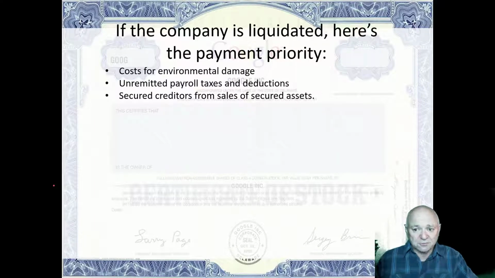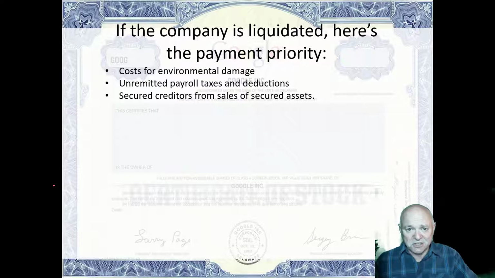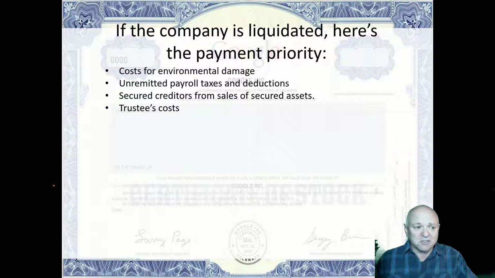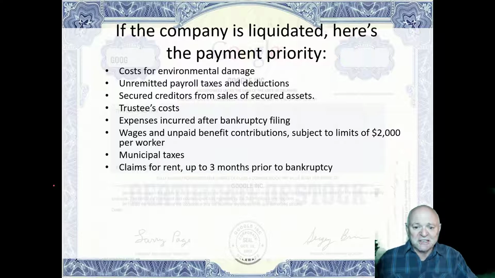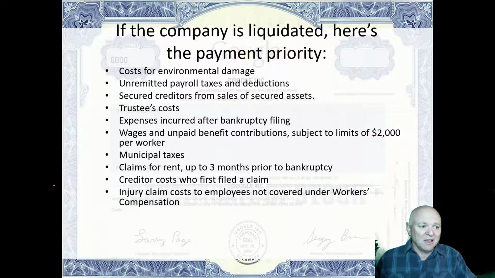Secured creditors will be paid, but only from the sale of secured assets. So if there are things with chattel mortgages, specific claims against a certain asset, those would be paid out next. The trustee has to be paid, so they would be paid their costs, any expenses that are incurred after the bankruptcy filing. Then wages, and this is a good one because typically or historically wages were at the very end of the list, and often employees didn't receive anything. Municipal taxes, claims for rent, creditor costs in the order in which they filed a claim. Any injury costs to employees, any unsecured creditors.